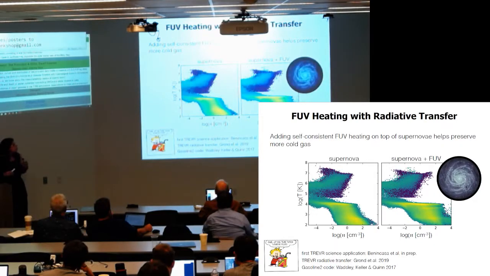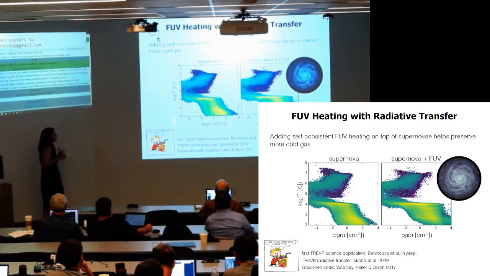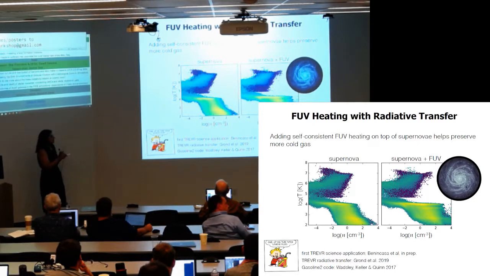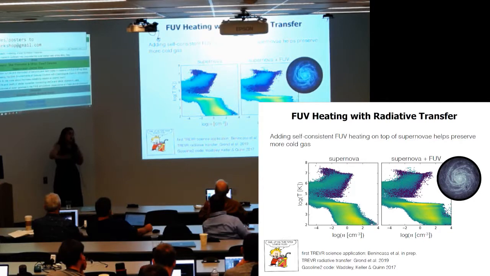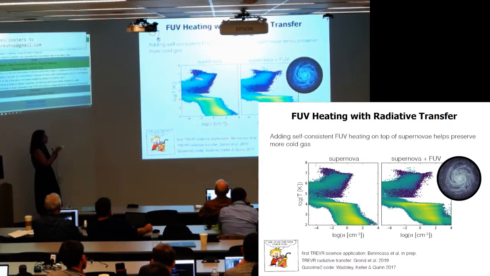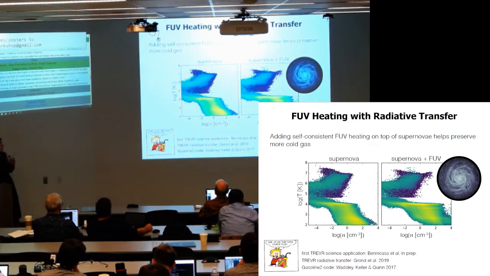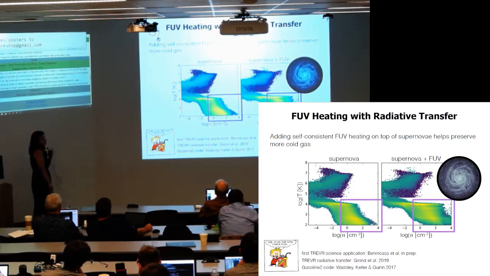And I'm going to take this opportunity for an interlude to advertise some work that I'm doing with James Wadsley in GASOLINE, where we've modeled for the first time far ultraviolet heating with radiative transfer in a full isolated galaxy disk. That's a synthetic FUV map image there. And what we want to find out is what happens when you add this self-consistent radiative transfer FUV on top of supernova. So these are two phase diagrams for galaxies here. The first is for only supernova, and the second is for supernova plus FUV. And what you find is that when you add more feedback in the form of FUV, you wind up with more cold gas. And I'd love to talk anyone's ear off about this during coffee break, if they're interested.